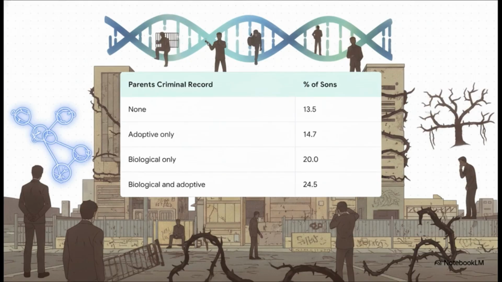To get around this, let's look at Mednick's 1987 adoption study. This builds a much clearer picture. This was a massive study of over 14,000 adoptees, and it brilliantly separates nature from nurture. Check this out. If neither set of parents had a record, the son's crime rate was 13.5%. If only the adoptive parents had a record, meaning pure environment, it was 14.7%. But if only the biological parents had a record, meaning pure genetics, it jumped to 20%. And if both had a record, it peaked at 24.5%. This really proves that while the environment matters, your genetic history plays a very distinct, measurable role.